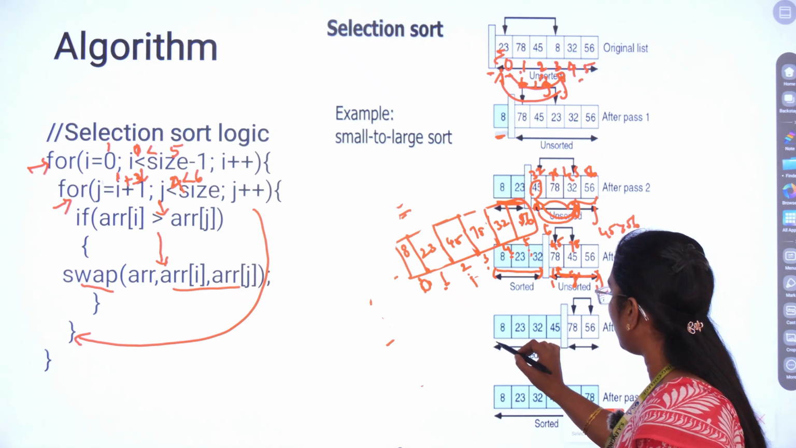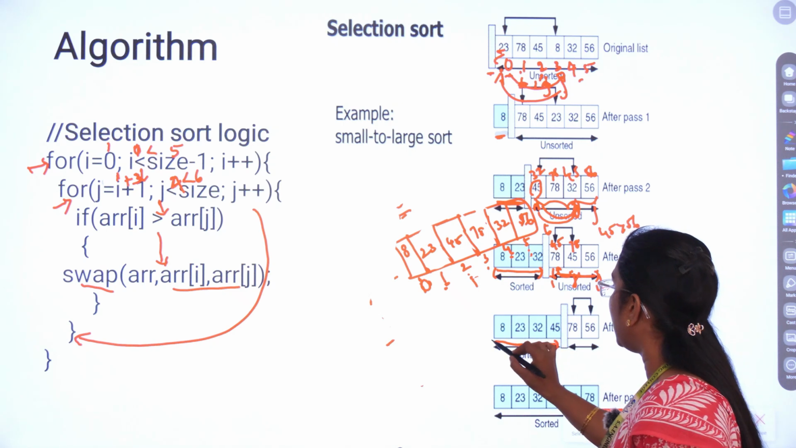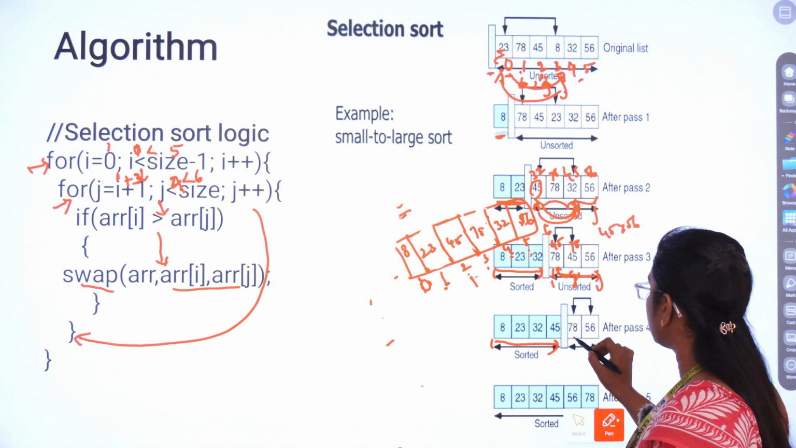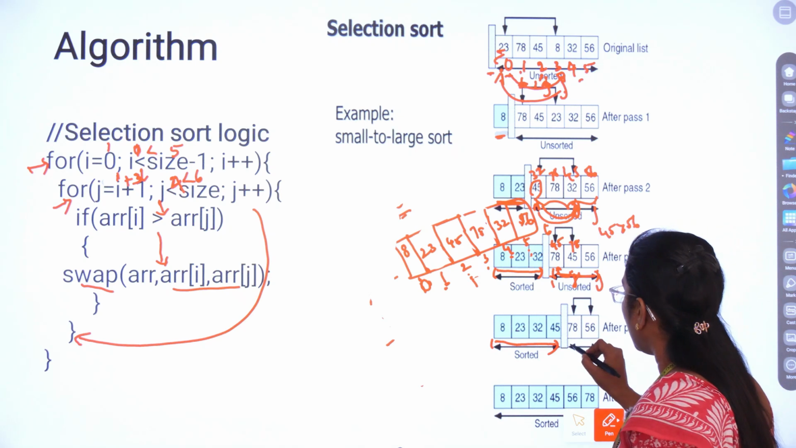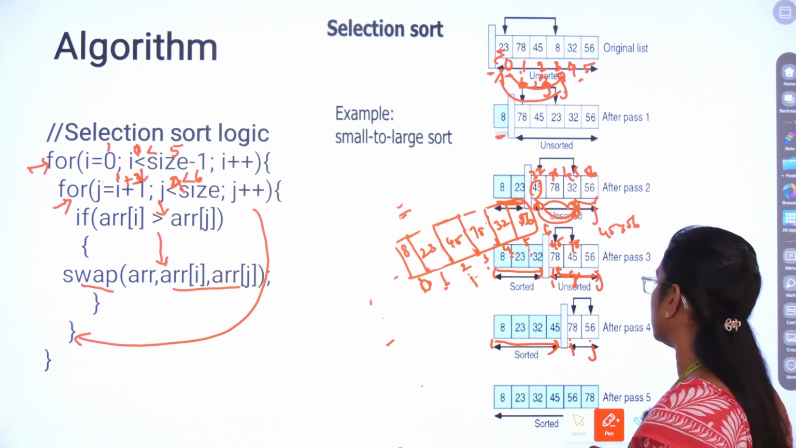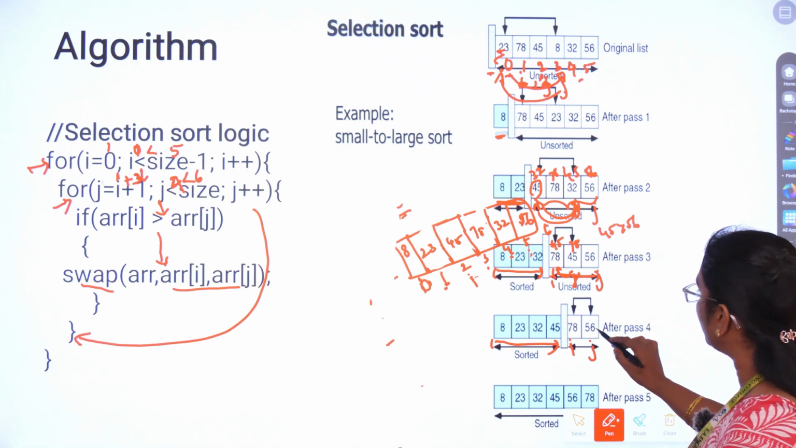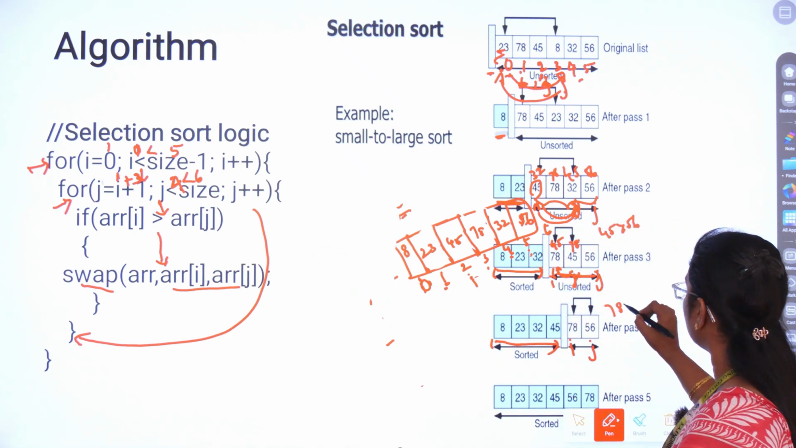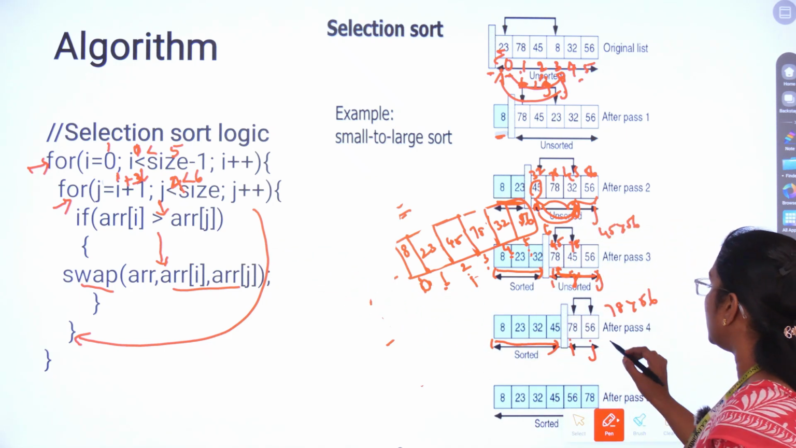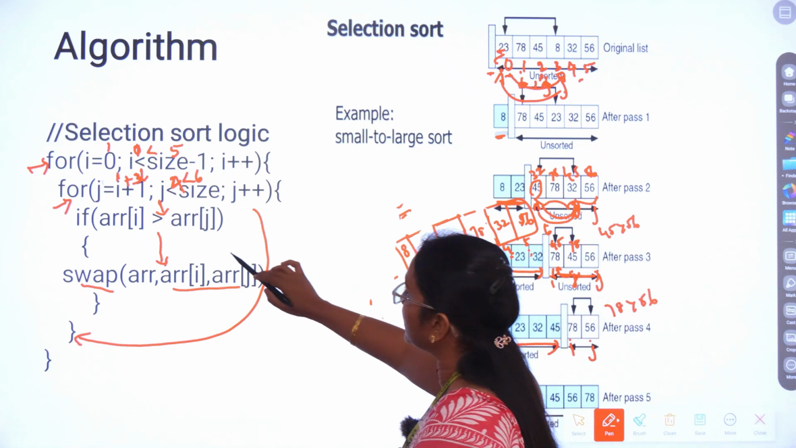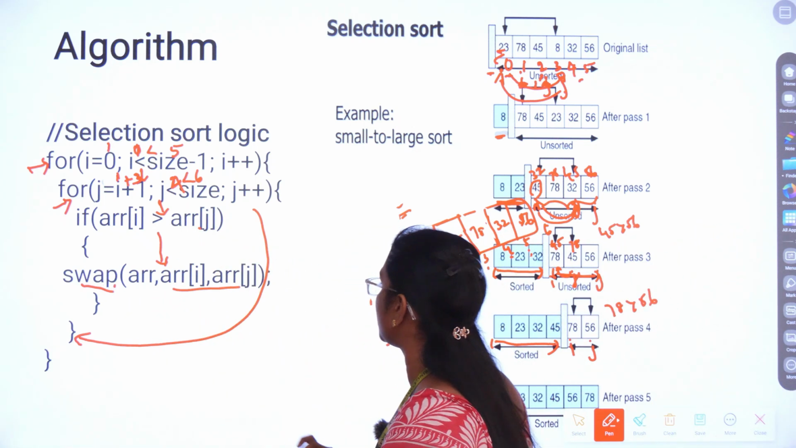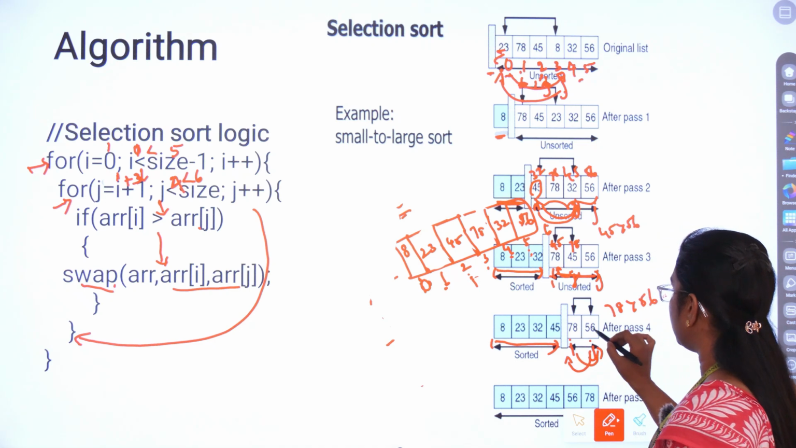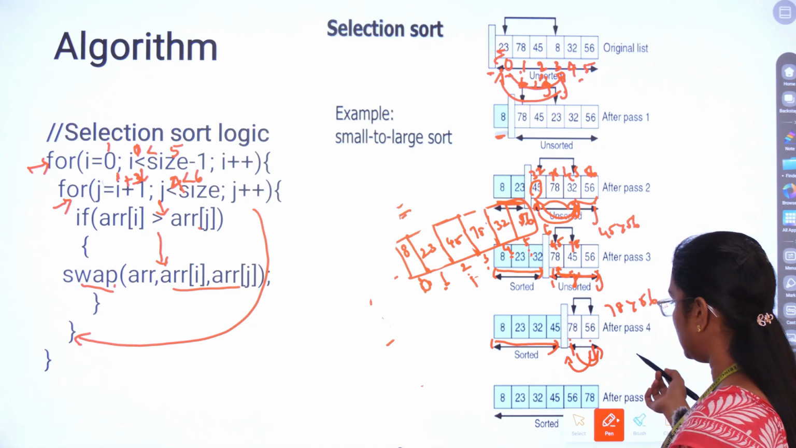Now the sorted array becomes 8, 23, 32 and 45. The unsorted array is 78 and 56. Now I is here and j is here. I is compared with j. Same condition: is 78 greater than 56? Yes, the condition becomes true. If the condition is true, we have to perform the swapping operation. So we swap 56 here and 78 here.